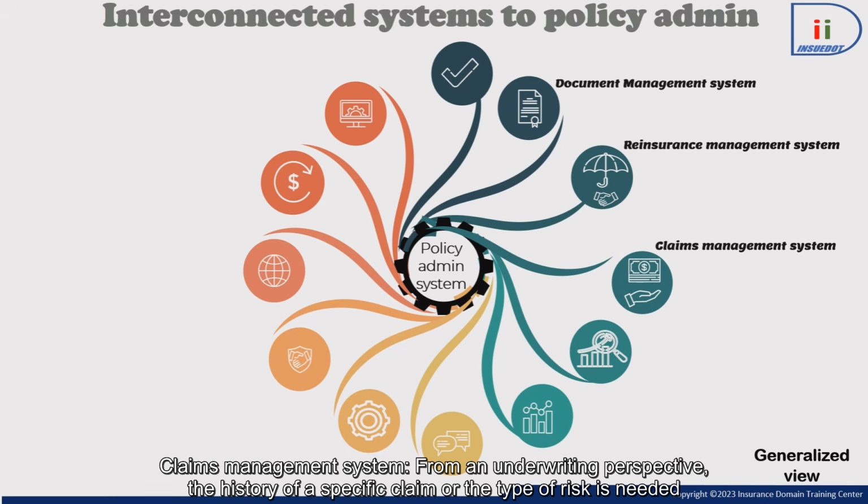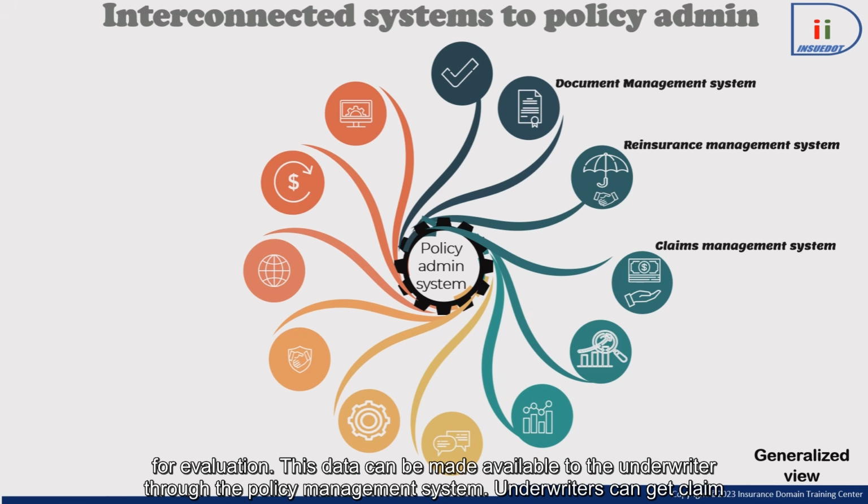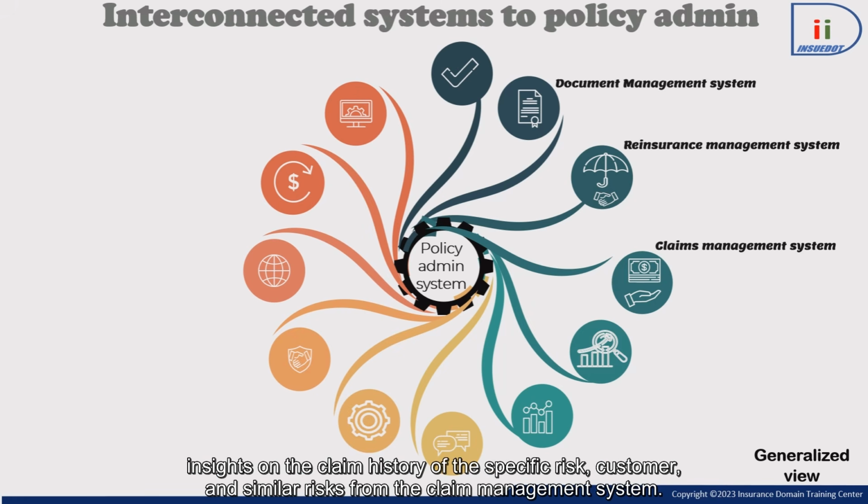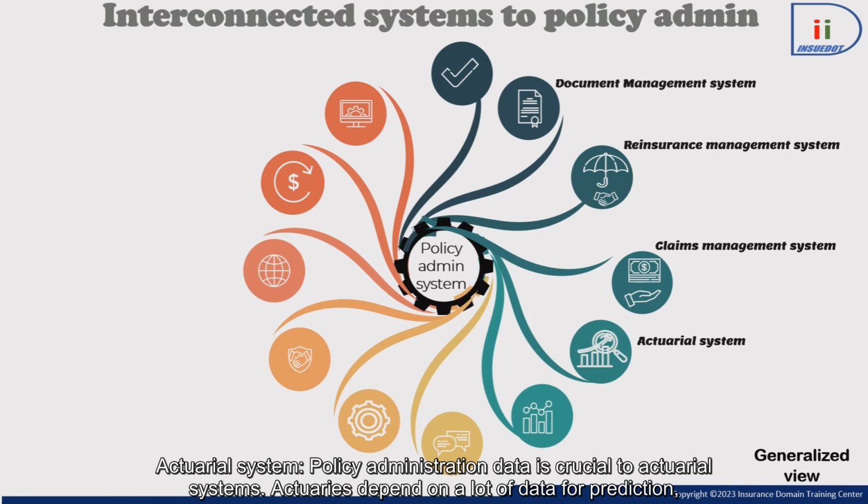Claims management system. From an underwriting perspective, the history of a specific claim or the type of risk is needed for evaluation. This data can be made available to the underwriter through the policy management system. Underwriters can get claim insights on the claim history of the specific risk, customer, and similar risks from the claim management system. Actuarial system. Policy administration data is crucial to actuarial systems.